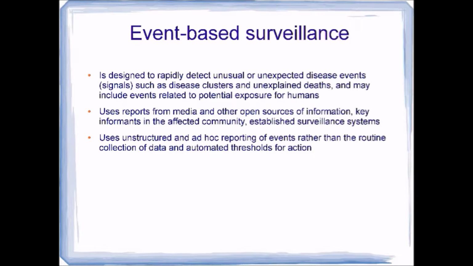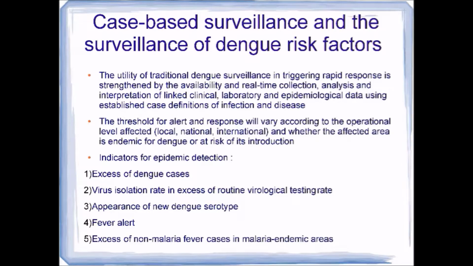To be effective, it requires that a public health unit or team is designated to sort incoming information, confirm each reported event, and trigger an immediate response, as appropriate. The utility of traditional dengue surveillance in triggering rapid response is strengthened by the availability and real-time collection, analysis and interpretation of linked clinical, laboratory and epidemiological data using established case definitions of infection and disease.